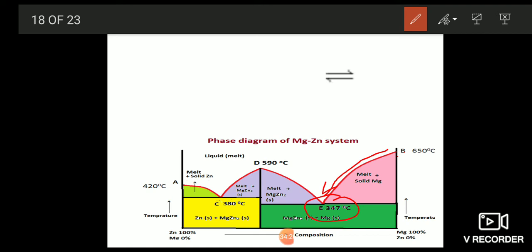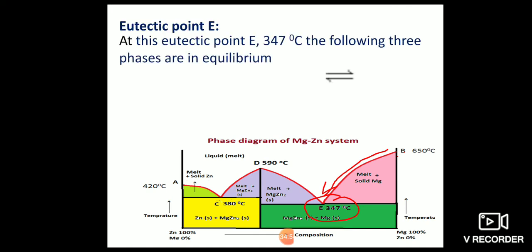At point E, what will happen? Three phases. We have started with solid magnesium and it is melting, so the melt is present. After reaching point E, 347 degrees Celsius, the newly added zinc will start reacting with magnesium to form MgZn2. That is one more solid. Three phases are present, two solids and one liquid. That is what we are seeing here. At this eutectic point E, 347 degrees Celsius, the following three phases are in equilibrium.